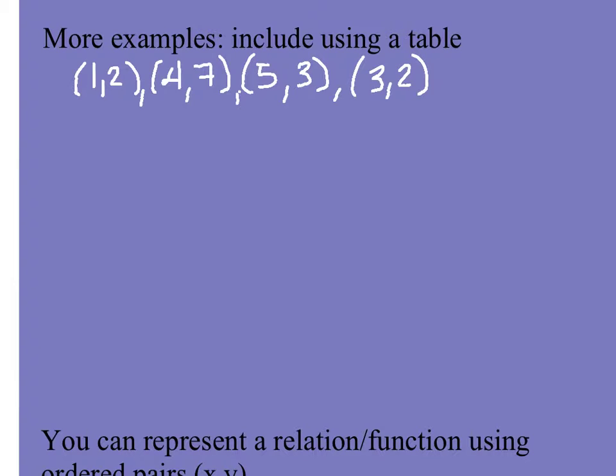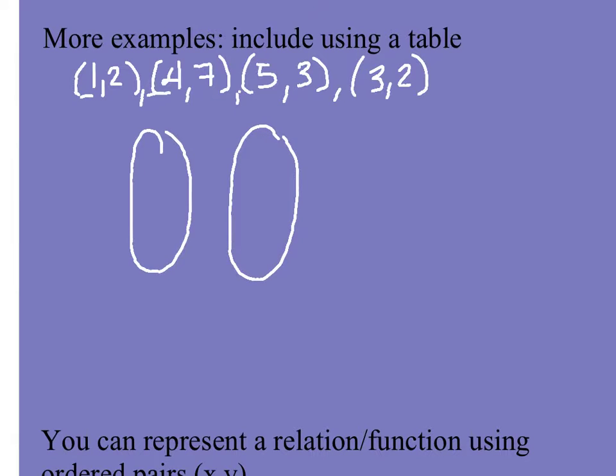I like to use a mapping diagram to help me decide if it's a function. And the idea of a mapping diagram is you make your 2 bubbles. You put all of your x values in the first bubble. So we've got 1, 3, 4, and 5. You put all your y values in the second bubble, 2, 3, and 7. Now you'll notice 2 happens twice. It happens there and it happens there, but I'm only going to write it once in that other bubble. And now I map it out.